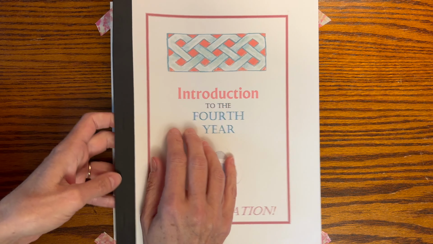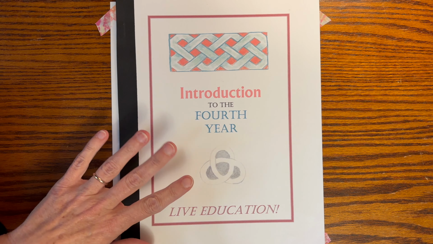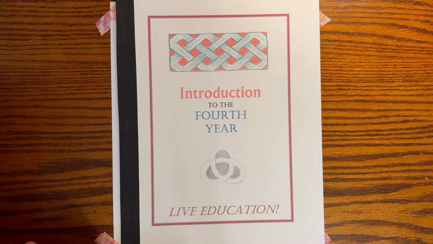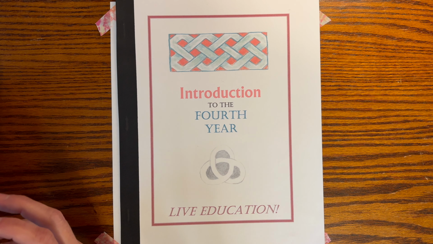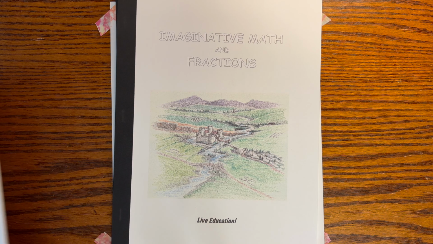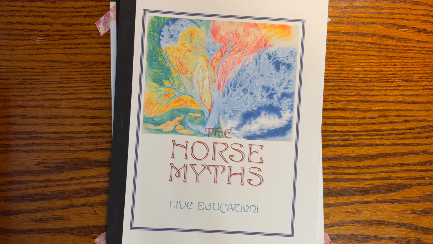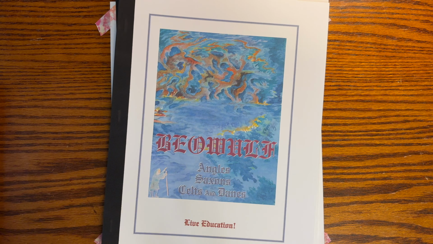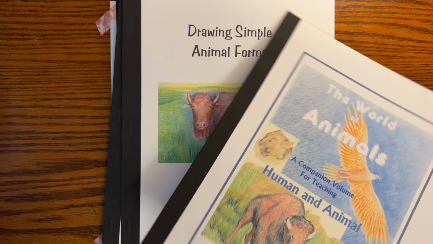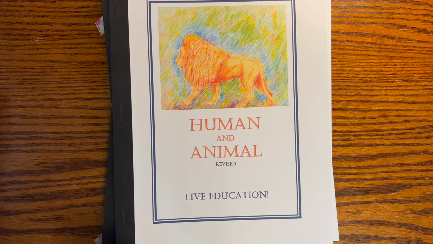First, I'm implementing Live Education this year. This is the Waldorf style. So we're going to do this, which I view as unit studies because they treat their lessons sort of in blocks, and they call them main lessons. Here are the main lessons: fractions, the Kalevala, Norse myths, Beowulf, and then here is the world of animals and the animal and the human.